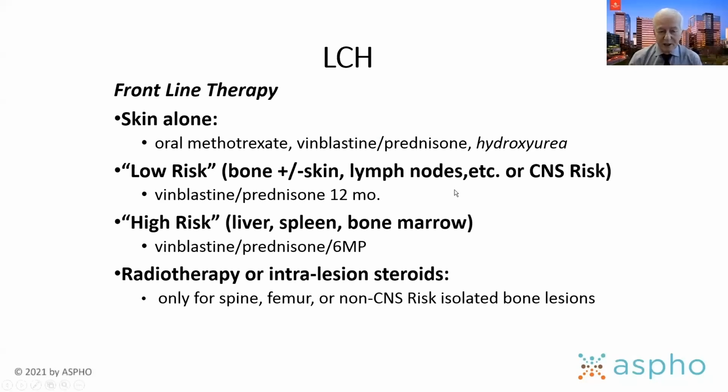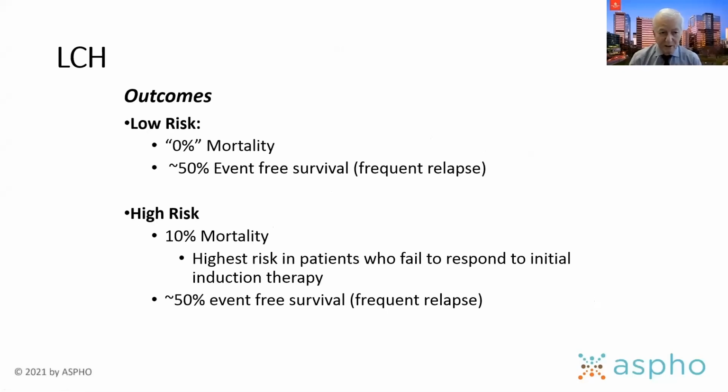Classically, the LCH patients have been treated with vinblastine prednisone for 12 months, and that seems to be sufficient for the low risk category. The addition of 6-MP has been used for the high-risk patients, and radiotherapy is infrequently used in children, but if there are isolated spine or femur lesions, it might be considered. The outcomes are very good for the low-risk patients if there's no mortality, but the event-free survival is not so great because of frequent relapses given the vinblastine prednisone therapy.